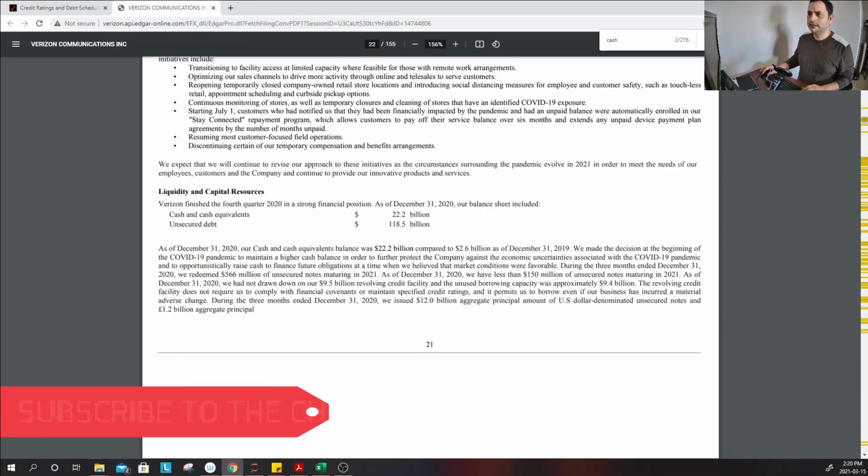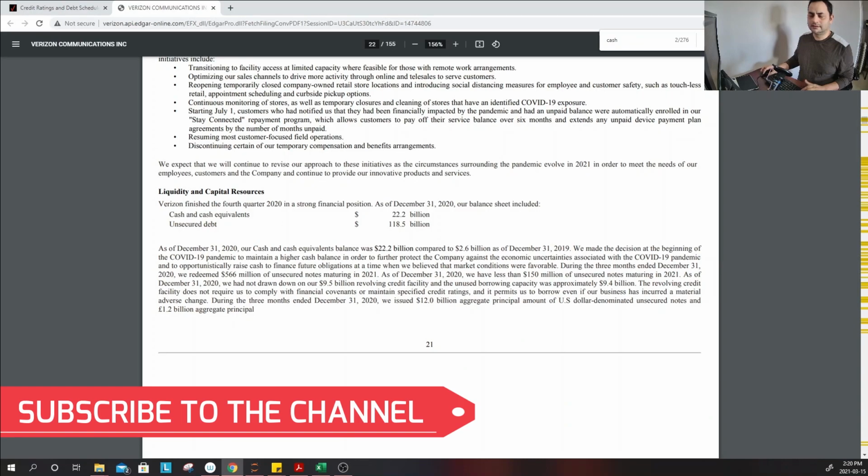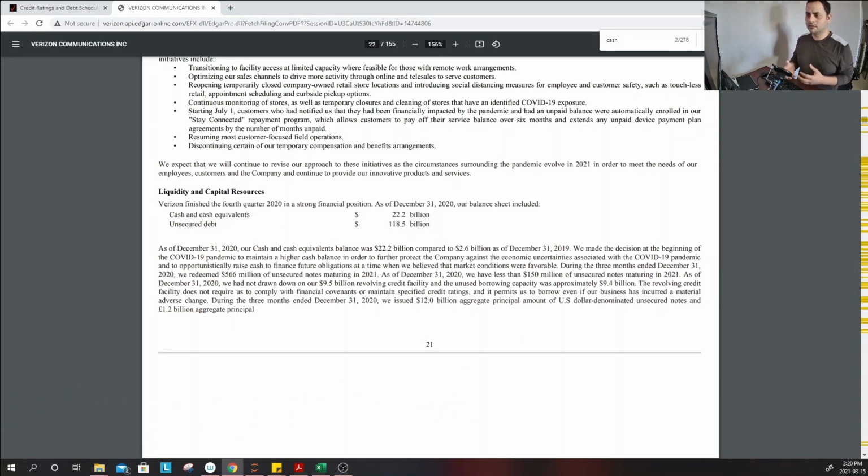If I go to their 10-K, do they have any problems right now because of liquidity? I don't think so. If you look at the liquidity and capital reserves section, you can see the page number and check it yourself as well. They have 22 billion, which increased their cash from 2.6 to 22.2 billion, a major increase in holding cash, right? So that's good. But on the same page, I can see the unsecured debt is 118.5 billion, which is not very good.